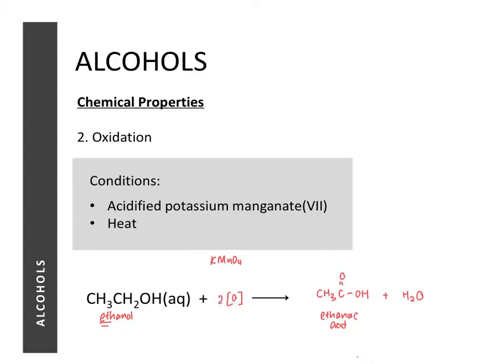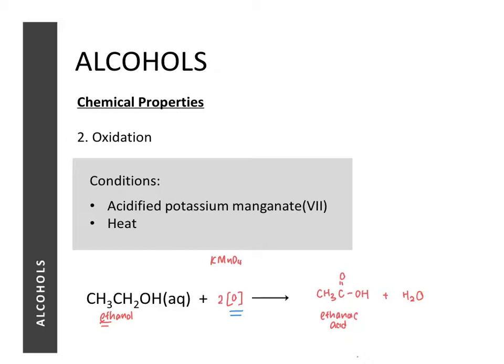Okay, so to write the chemical equation for the oxidation of an alcohol using an oxidizing agent, we simply need to represent the oxygen atoms in square brackets. Why square brackets? Because oxygen atoms are not stable. They do not exist on their own. So by writing it in square brackets, we are telling people that we know that oxygen atoms do not exist on their own, but rather we got it from somewhere else, which is your oxidizing agent.